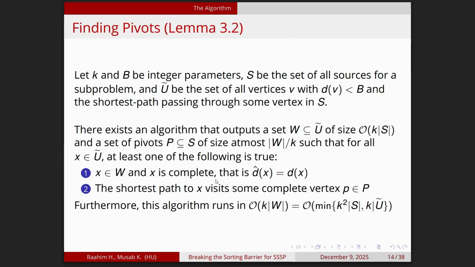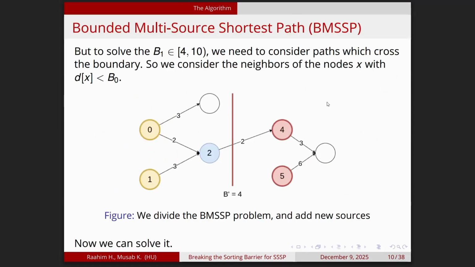We get to Lemma 3.2 in the paper. It says that you're given two integer parameters k and a bound b, and you're given the set of initial sources S, and U tilde, which is the set of all vertices with their true shortest path distance being less than b and the shortest path passing through some source, which is a very long way of saying that U tilde is the set of all vertices in a subproblem. For example, in this graph that we saw before, the nodes in red are the sources. All of these nodes on the right side are U tilde, the bound being b equals 10, and then k can be some integer parameter that we set.